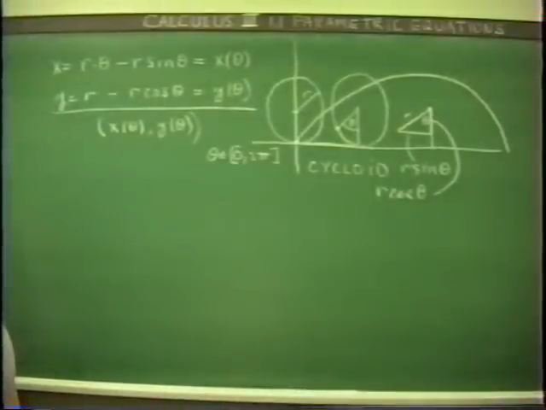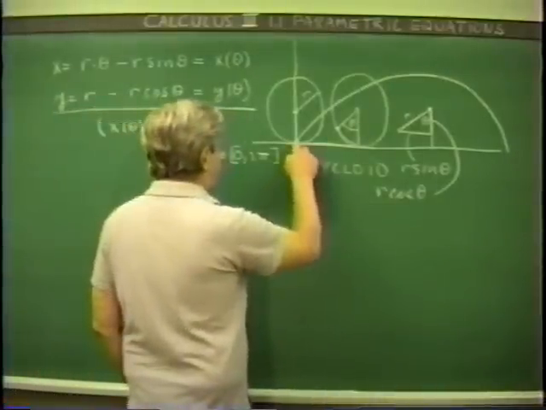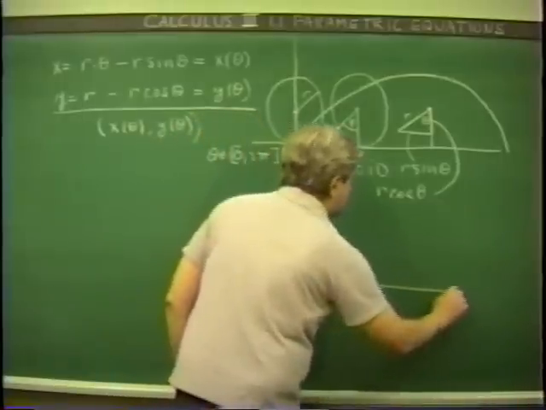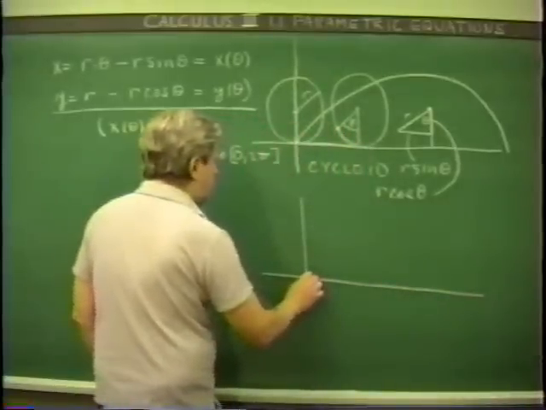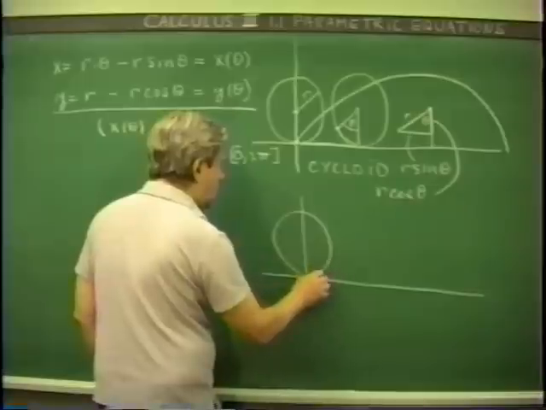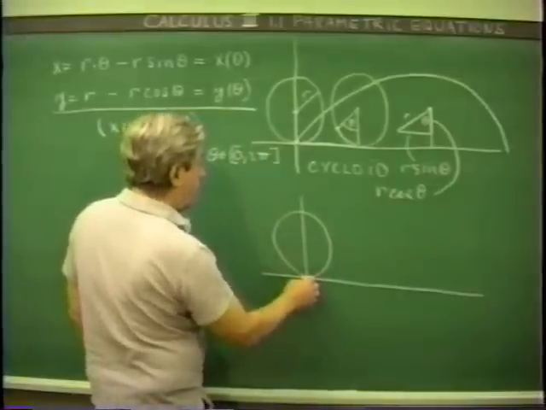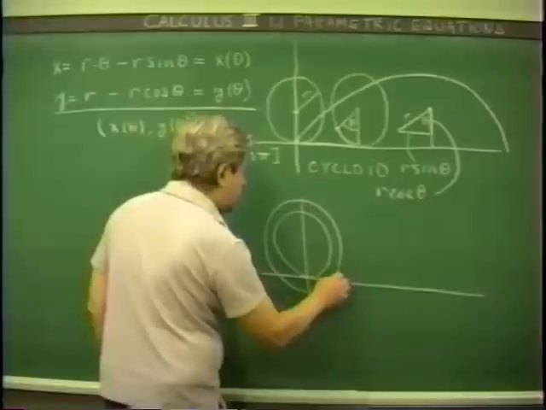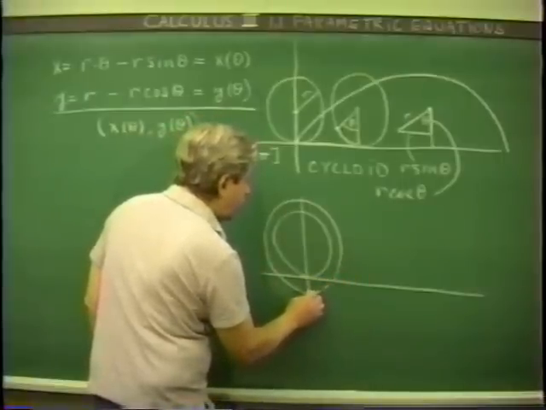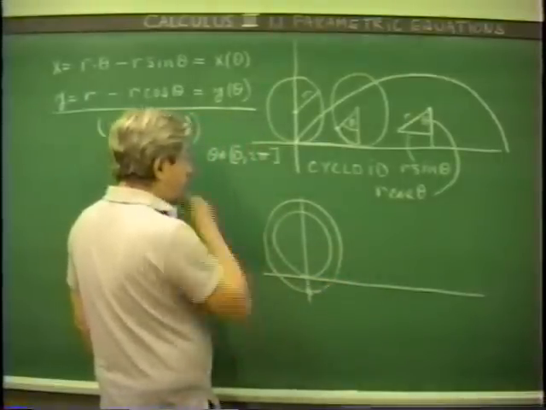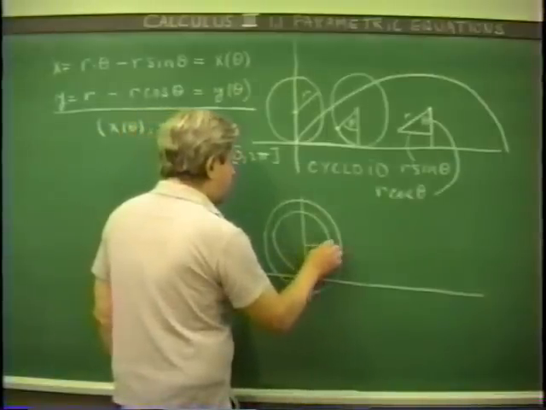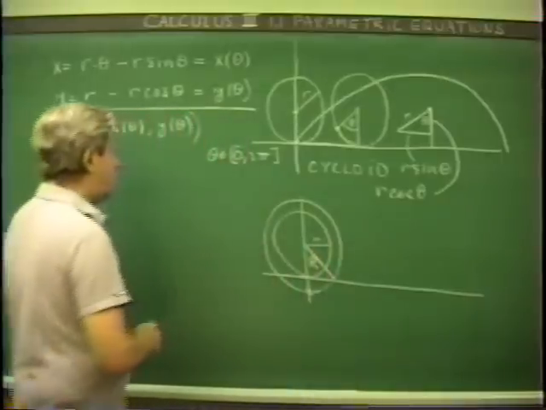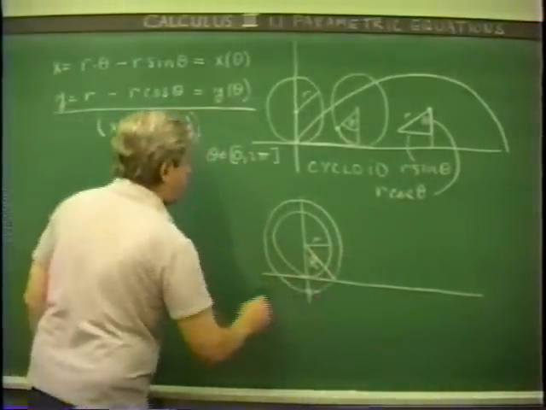Let's look at a couple of slight variations on that. Suppose that instead of this point right here, we wish to follow a different point. And in fact, let's imagine that this circle right here was on a railroad track, and that the actual wheel extended below the track like so, and we wish to follow this point right here. Where this radius here is r, and this radius right here is capital R. Then what's the position of this point?